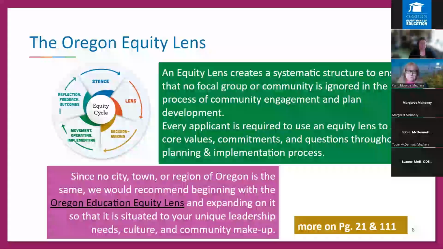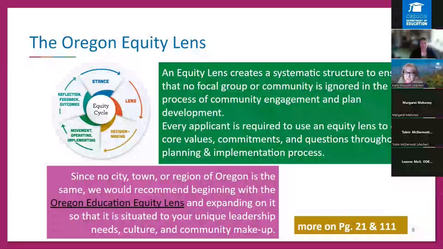And the equity stance helps those who are looking at different areas to have their core value in mind upfront from the beginning. So the stance tells us what those core values are. And then from there, the equity lens becomes the tool to use to make sure that those values are being met and those commitments and questions are being used when it comes to the planning within the guidance and the implementation process.